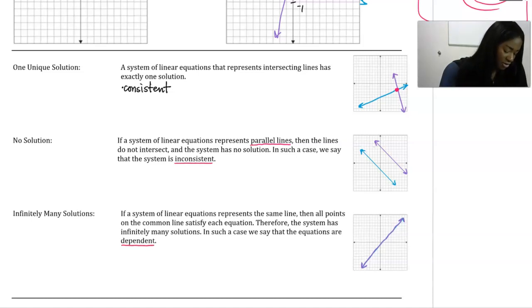These vocabulary words aren't terribly important, but I just want you all to know, just in terms of using the lingo, things that you may hear if you're dealing with a consistent system or an inconsistent system or a dependent system. And now we're going to go look at some examples where we will see all different types of systems and see if they have any solutions.